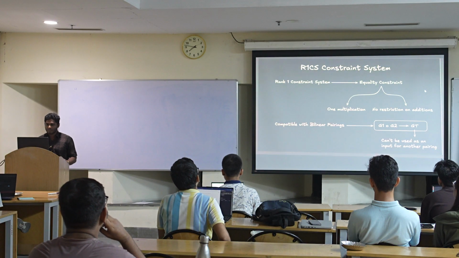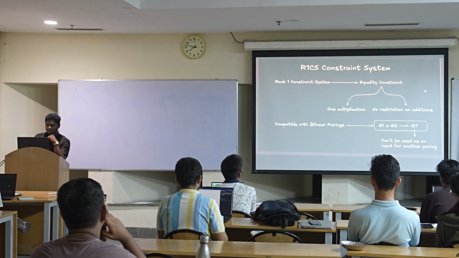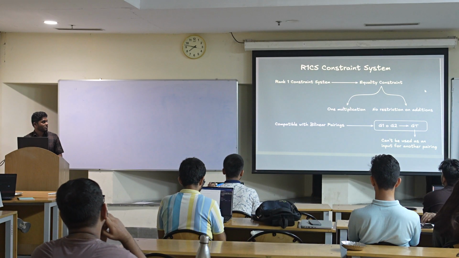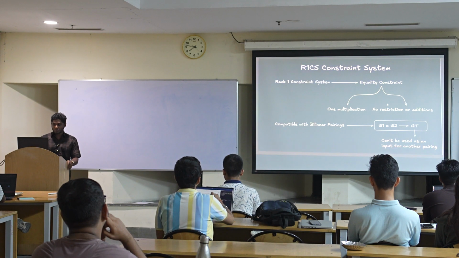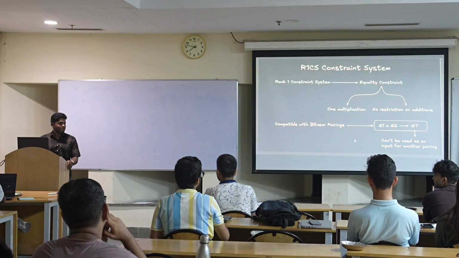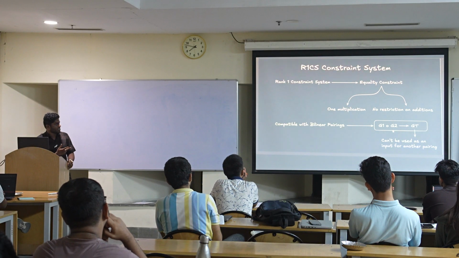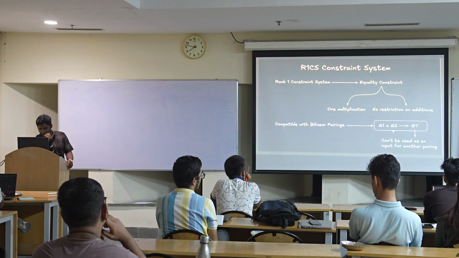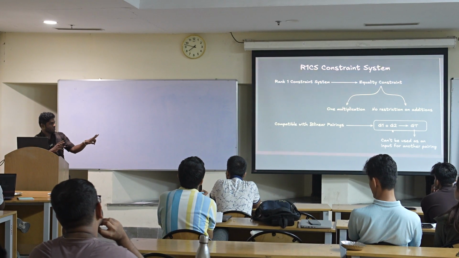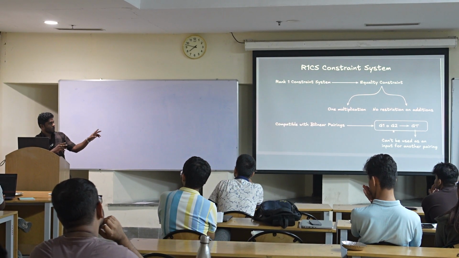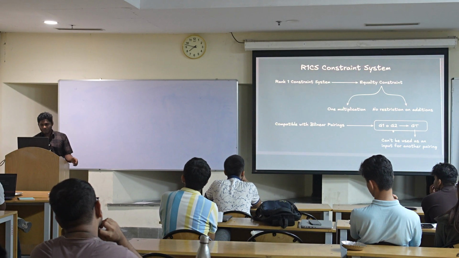So अभी देखते हैं R1CS. So R1CS is a special type of constraint system. It's a equality constraint जिसमें सिर्फ एक multiplication होगा and no restriction on additions. Also it's compatible with bilinear pairings. That is, if we take two generator points G1 and G2, it will give a GT which cannot be used for another pairing. Basically it can be only multiplied once, like G1 into G2 gives GT, and GT cannot be used for anything else other than verification.